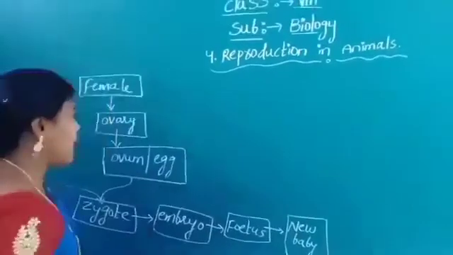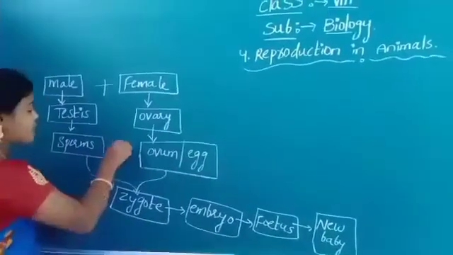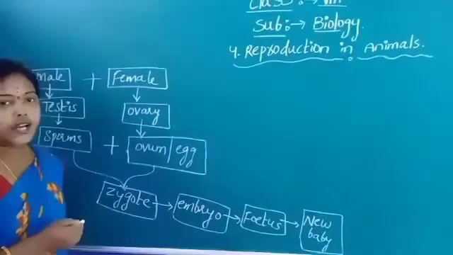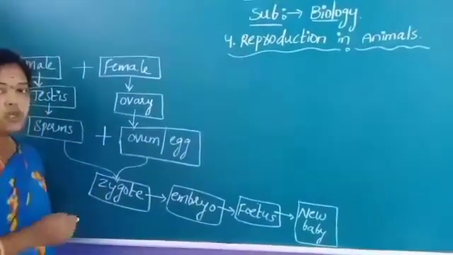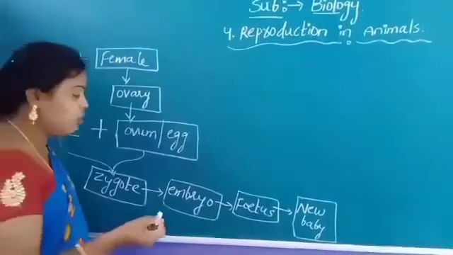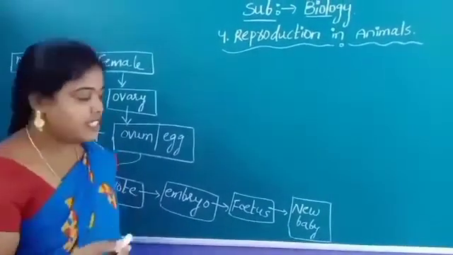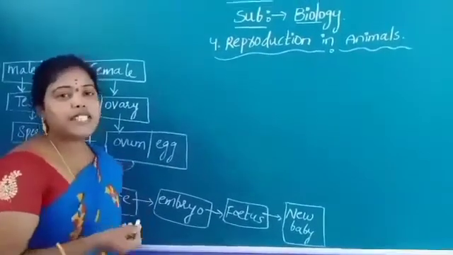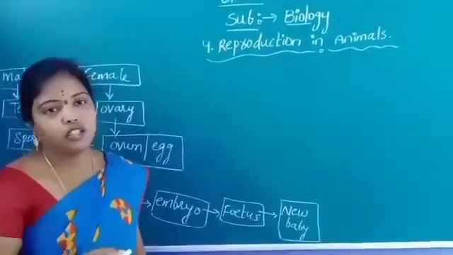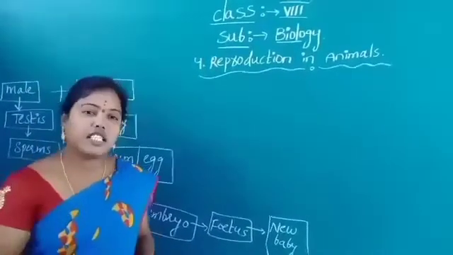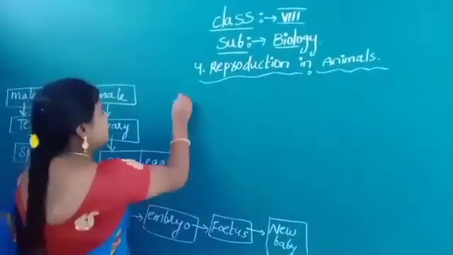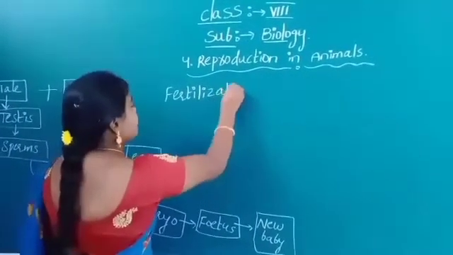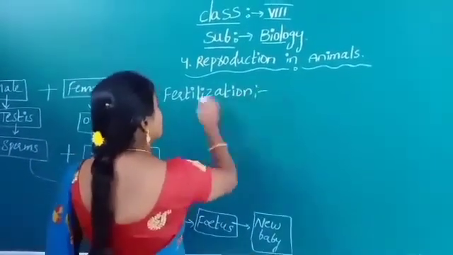So here the sperm combines with the ovum to form a zygote. The zygote develops into an embryo, then into a fetus, and the fetus develops into a new baby. This process is called fertilization. Already we discussed this in the previous classes. Children, what are the types of fertilization process?